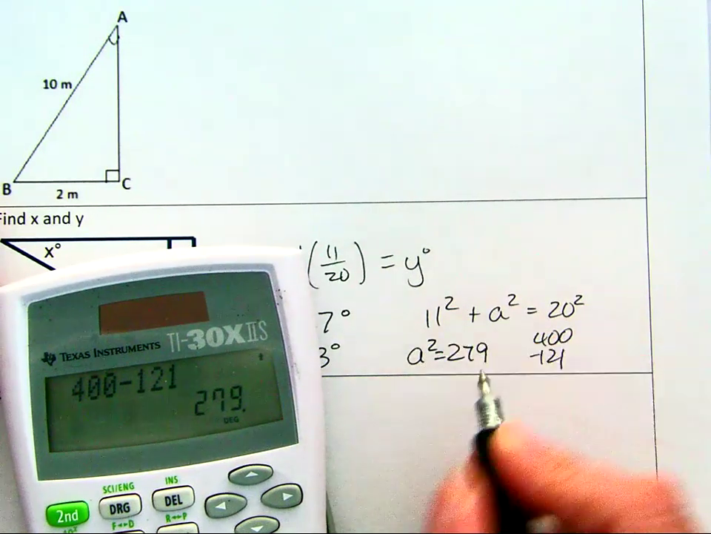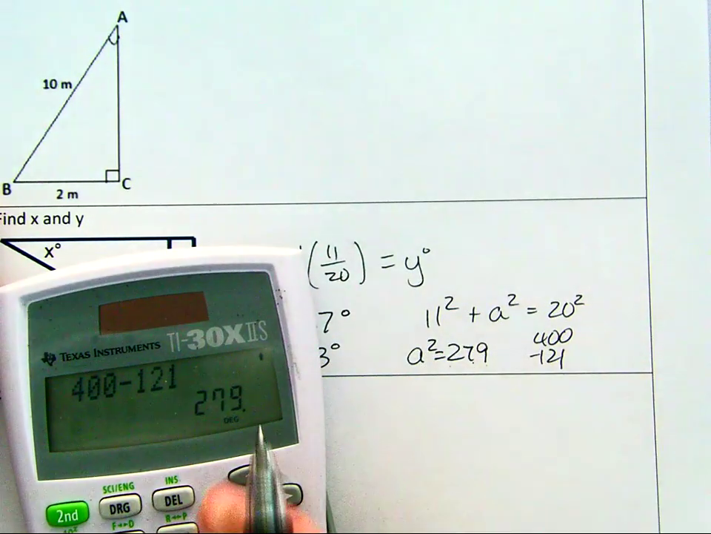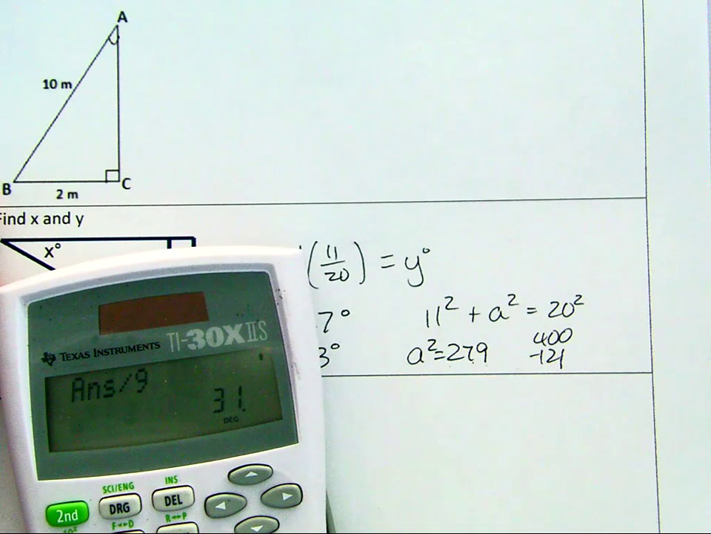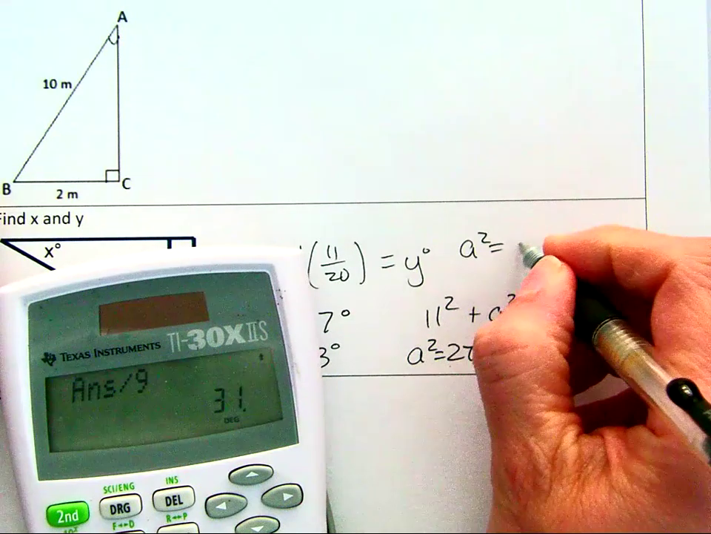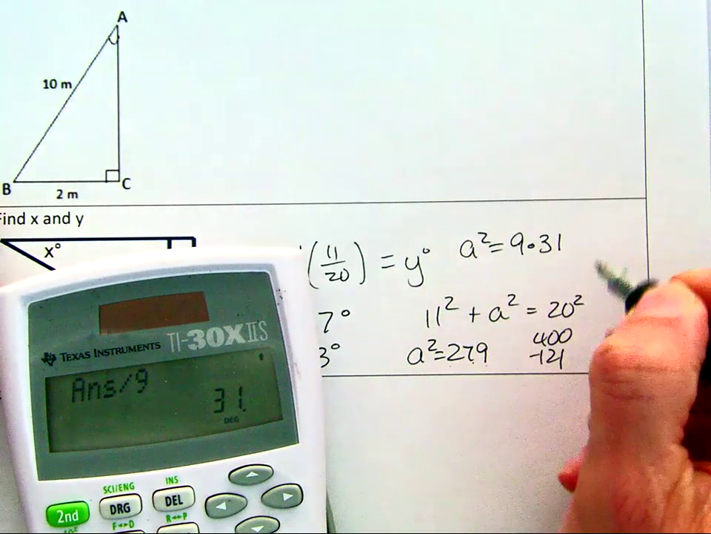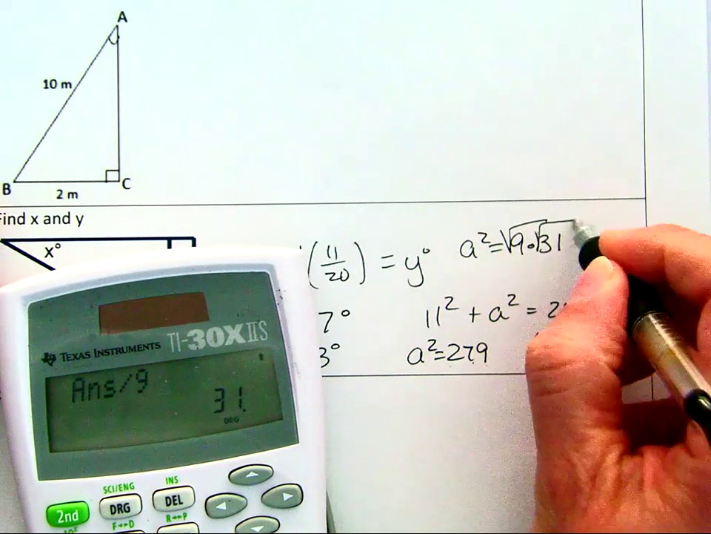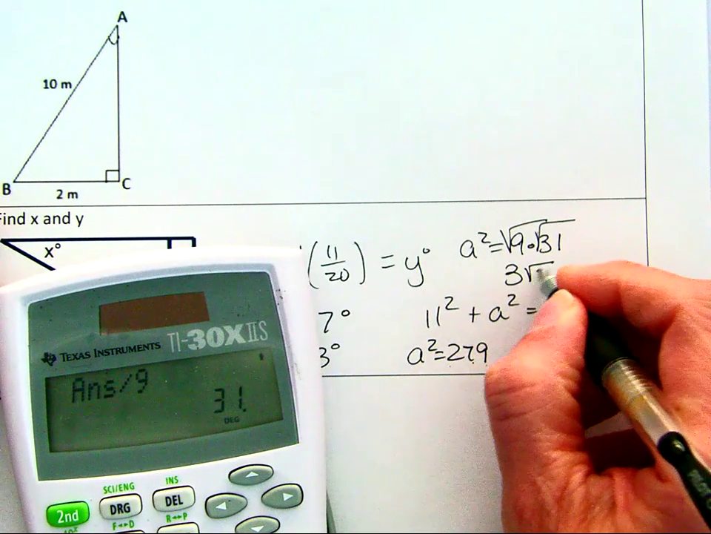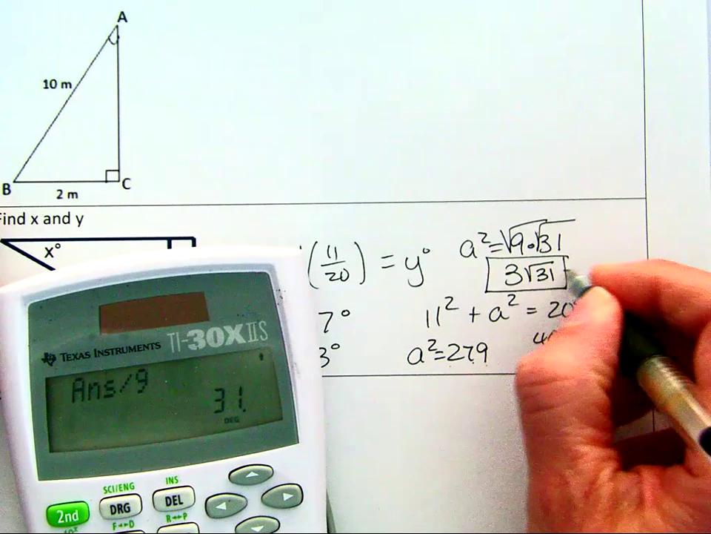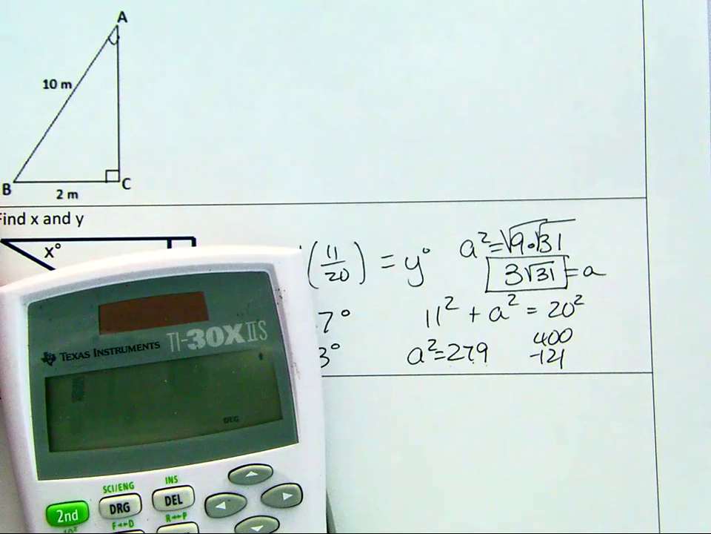I notice that 2 plus 7 is 9, plus 9 is 18, so I know that's divisible by 9. I'm going to get it in simplest radical form. Divide it by 9, that's a prime number. So I know that a squared is equal to 9 times 31. I can take the square root of the 9, but the 31 doesn't have any perfect square factors in it. So my answer is just 3 times the square root of 31.